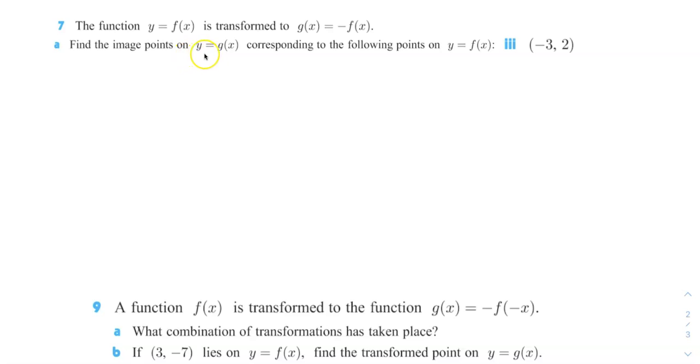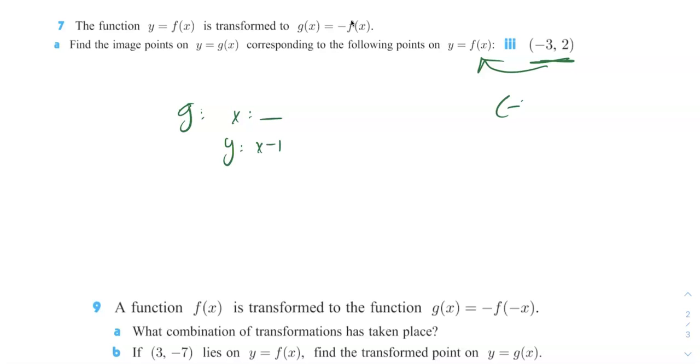Find the point on y equals g of x corresponding to the following points on y equals f of x. So this is another one where this is an f. I want to know what g does to it. Well, what does g do to it? It just multiplies your y value by negative 1, right? If I see this, the only thing that's happening is my y value getting multiplied by negative 1. So x is doing nothing. X does nothing. Y gets multiplied by negative 1.